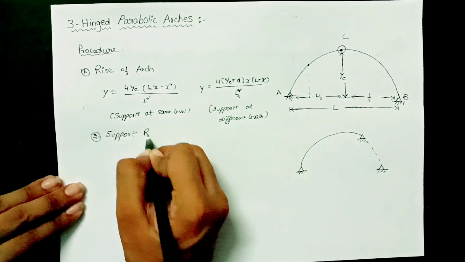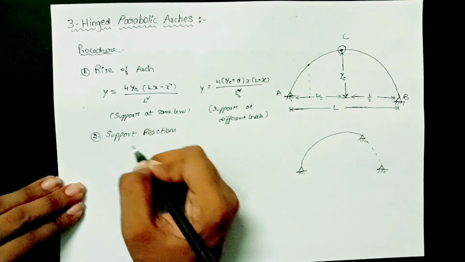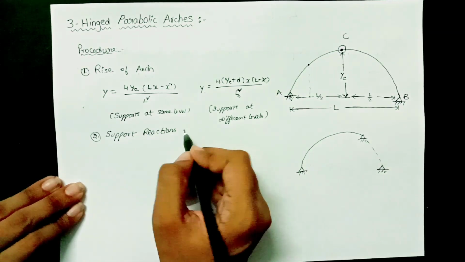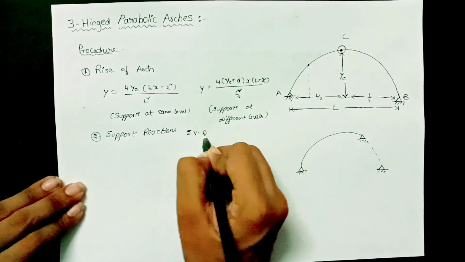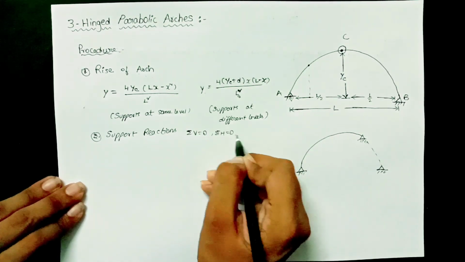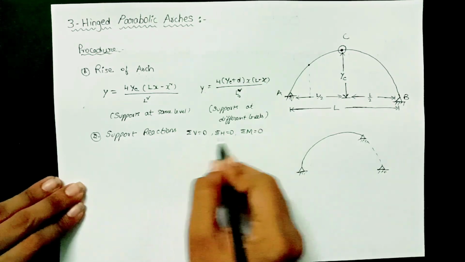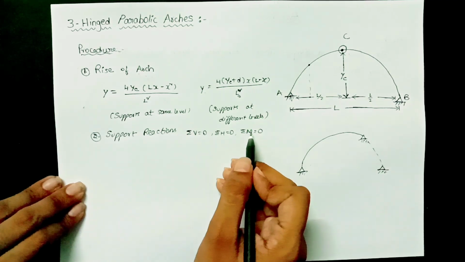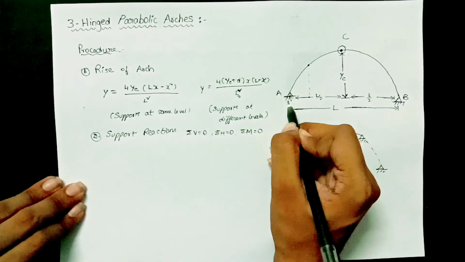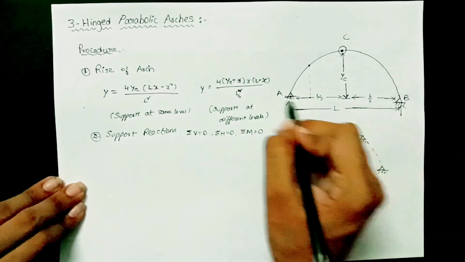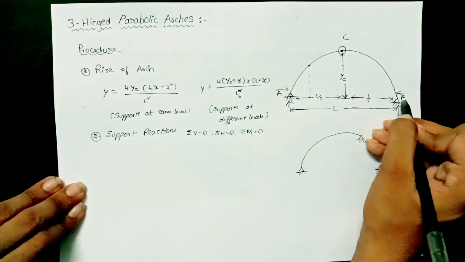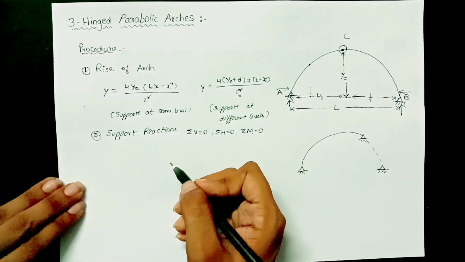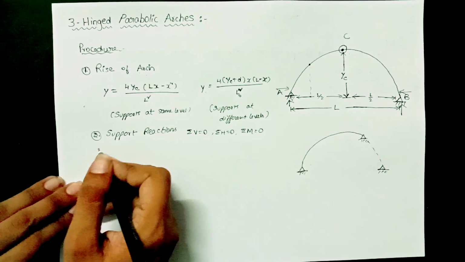You know how to calculate the support reactions for a simply supported beam. In a similar manner, the procedure is almost the same. We use the equilibrium equations sigma V equals 0, sigma H equals 0, and sigma M equals 0. By using these three equilibrium equations, we calculate the support reactions. Here you will have two vertical reactions and two horizontal reactions. That is the second step.